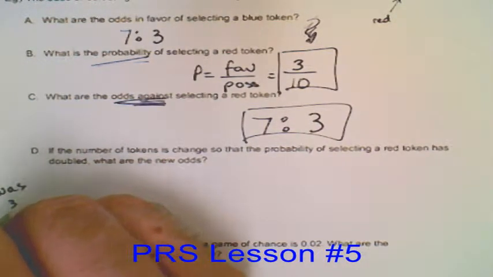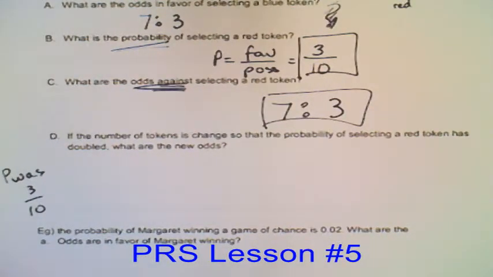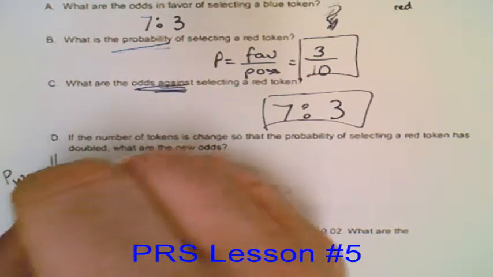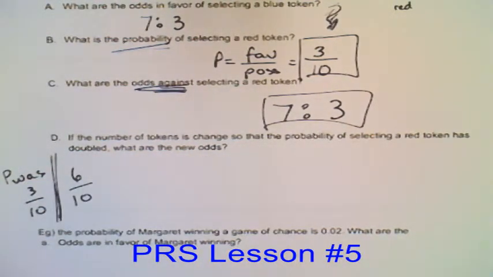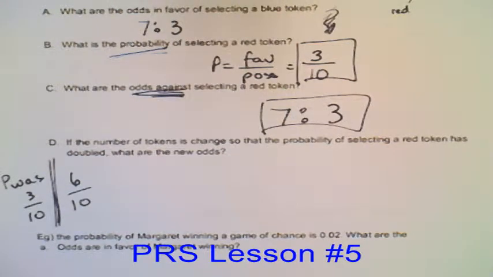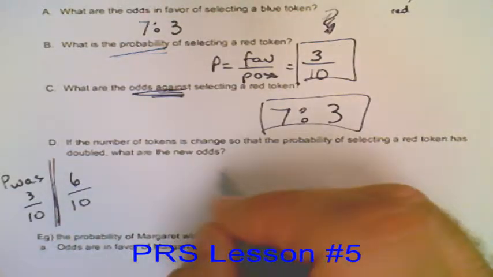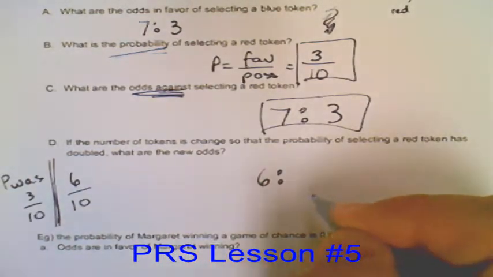The number of tokens is changed so that the probability of selecting a red token has doubled. What are the new odds? So the probability has doubled. So the probability was 3/10. I did that in B. The probability of selecting a red token was 3/10. If it doubled, it is now 6/10. Okay? So if it doubled, there are 6/10. It's a 6/10 probability. Now I've changed the number of circles, so it's not just 3 red tokens and 7 blue tokens. I've changed the number, but the mathematics, the probability is the same.